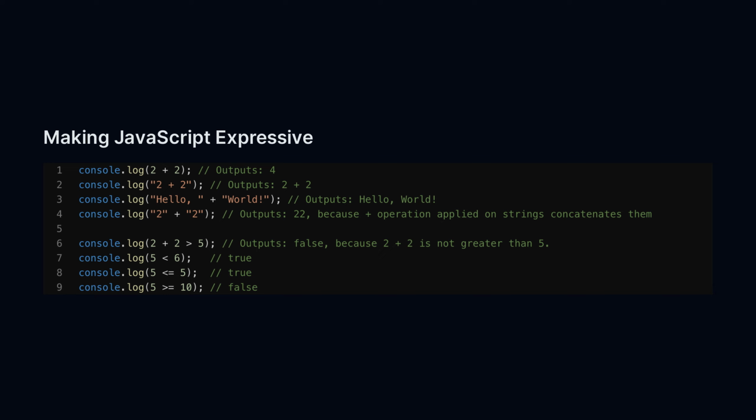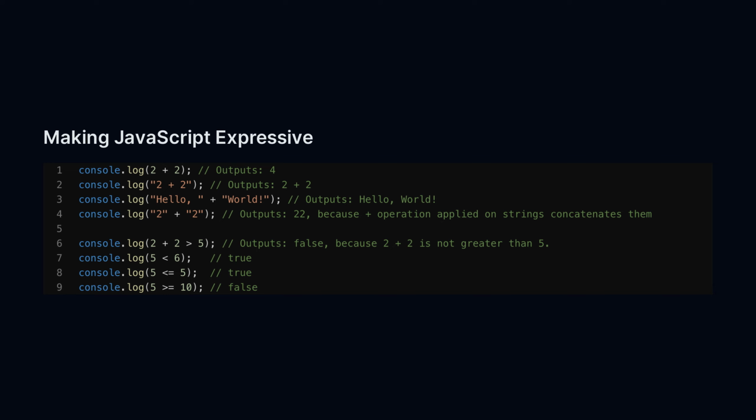Every language has expressions, words or sentences that produce values. Similarly, JavaScript also has expressions, pieces of code that yield some values. The value produced can be of any data type: numbers, strings, booleans, and so on. For instance, an expression can be as simple as an arithmetic operation like 2 plus 2, or a concatenation of strings, such as hello plus world.